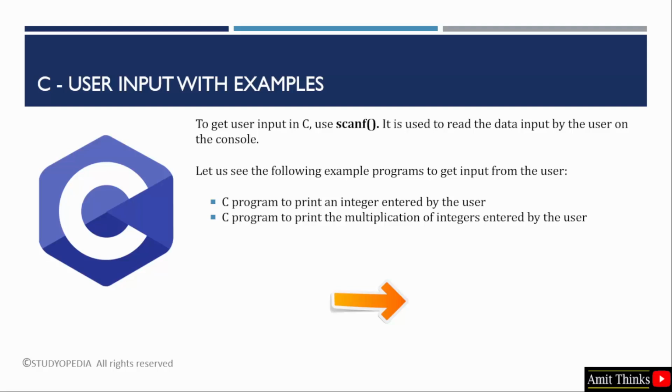Let us see some examples. So we will first run a C program to print an integer entered by the user. After that, in the second example, we will print the multiplication of integers entered by the user. Let's see.